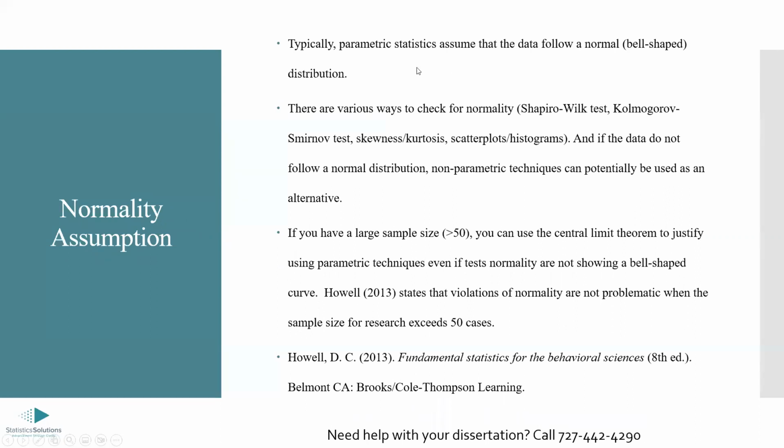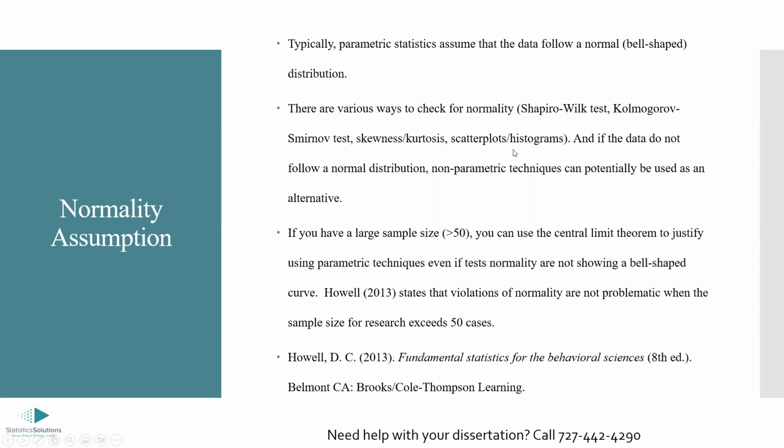The normality assumption is something you'll see very often. It's one of the most prevalent assumptions you need to verify, and there are many ways to check for this. You can run a Shapiro-Wilk test, you can run a Kolmogorov-Smirnov test, and you can look at skewness and kurtosis. Those are more objective cutoffs. Does my data follow a normal distribution or does it not?